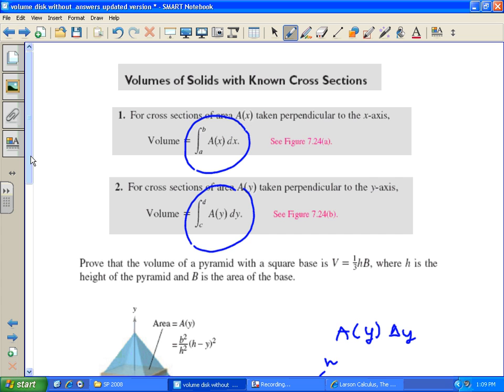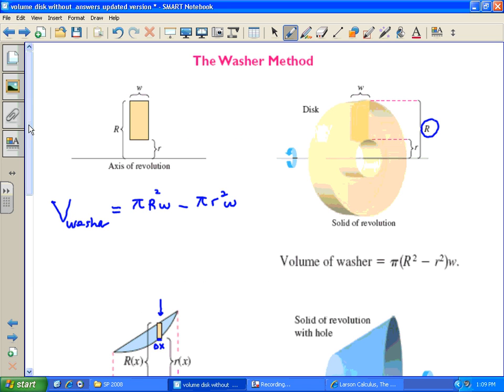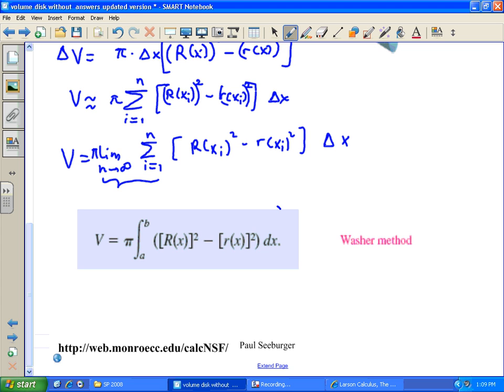So the two formulas that we're going to be using, let's just review those two formulas. As a matter of fact, just one formula is sufficient in my opinion. This one here summarizes both formulas we've learned. If there's no hole in the region, then this inner r of x will be 0. Otherwise, you have R squared minus little r squared. Okay, now let's do some examples using this formula.